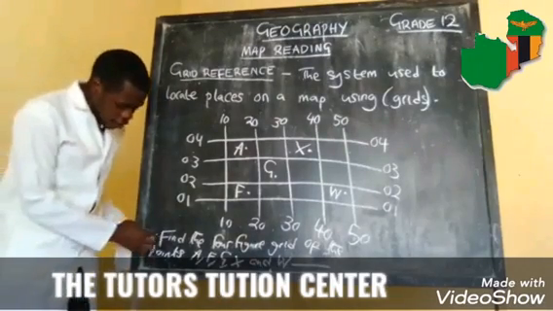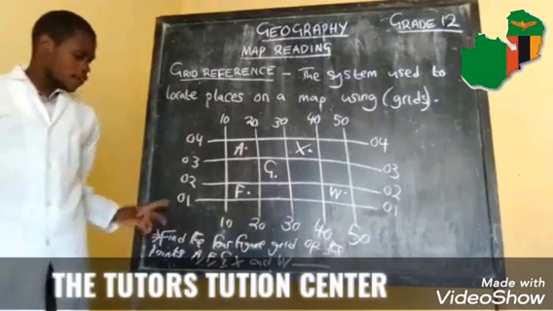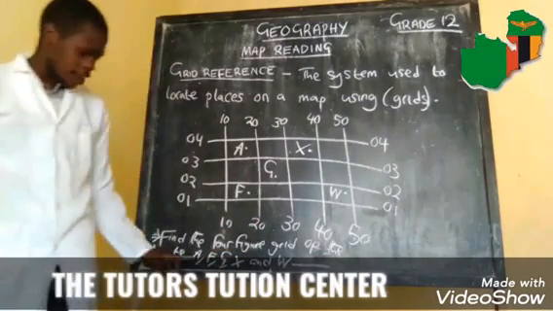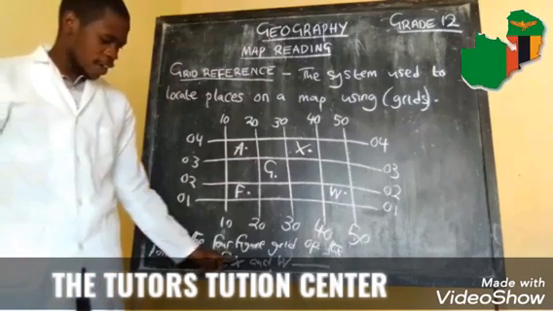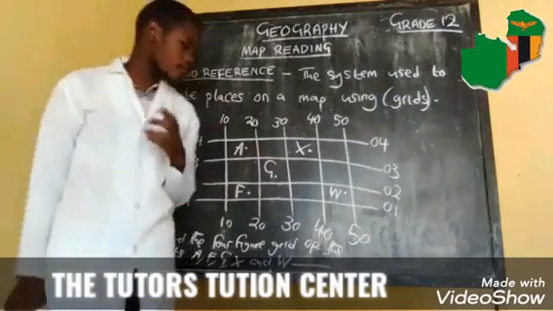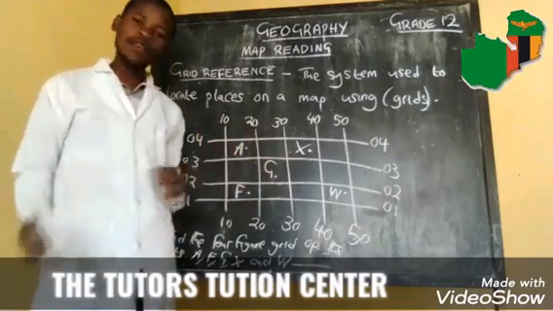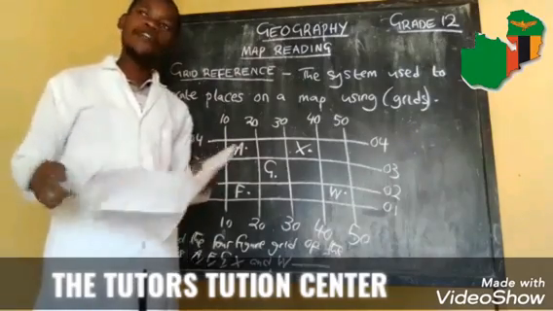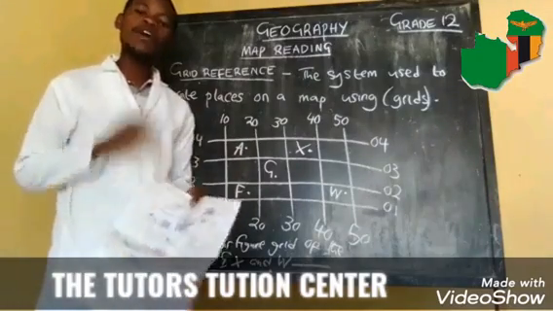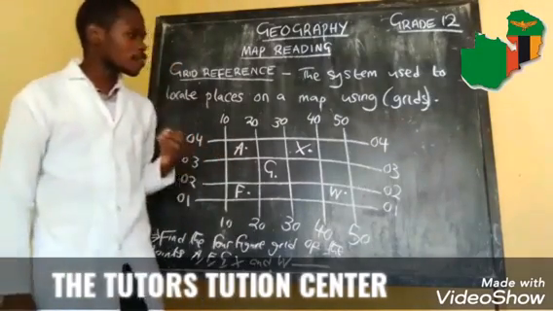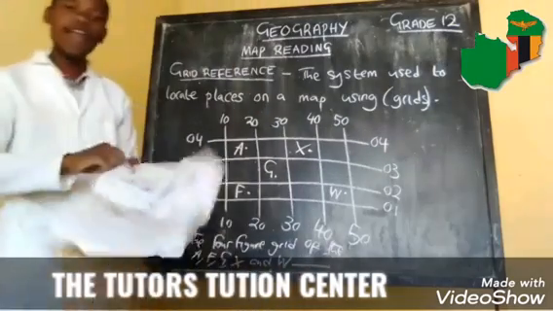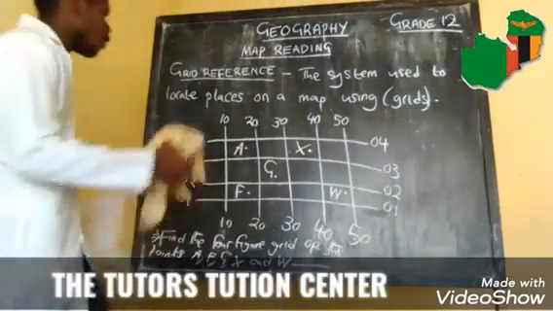Questions under grid reference usually come like, find the 4-figure grid reference of the points A, F, G, H, and W. That means they are asking us to find the 4-figure grid reference of these points that are on this map extract. So in short, 4-figure grid reference is just a system that is used to locate places on a map using 4 numbers. No wonder it was given the name 4-figure grid reference, because this system uses 4 numbers to locate a place on a map.